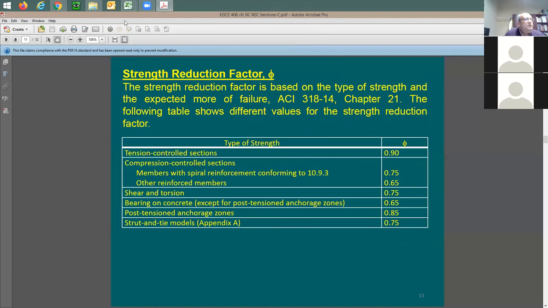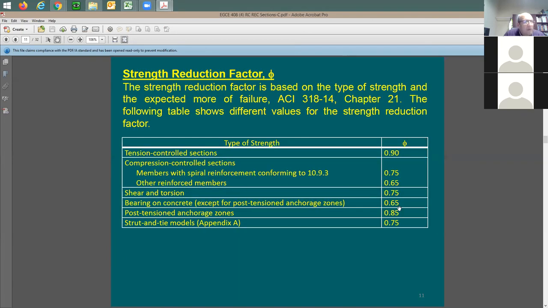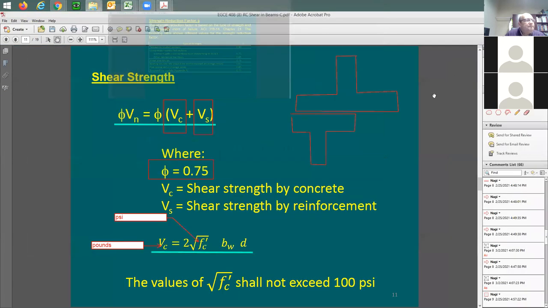So in slide set number 4, we discussed the strength reduction factor. We said for beams and columns, it's going to range between 0.9 to 0.65. This gave you the range, right? For shear, it's going to be just one value, 0.75. So this phi factor is going to be for flexure. This is not for shear. The one for shear is going to be only one value, the 0.75.